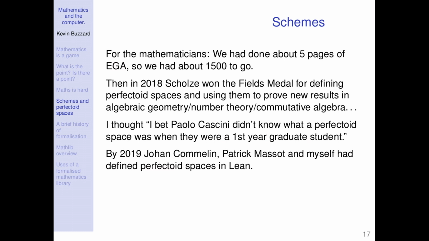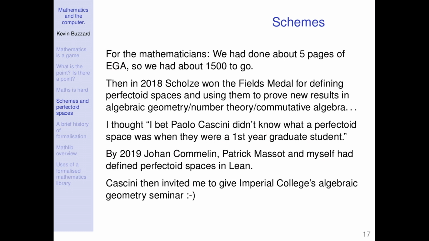And this project did actually take us like 9 months. In 2019, we defined perfectoid spaces in Lean. And I got invited to give the algebraic geometry seminar. So it was a definite positive result.